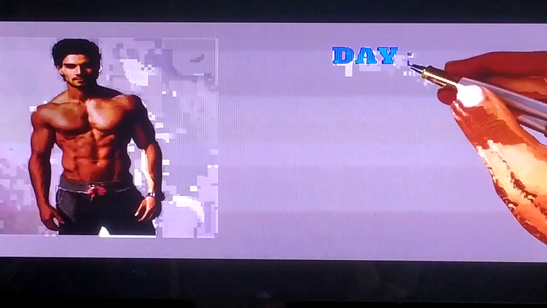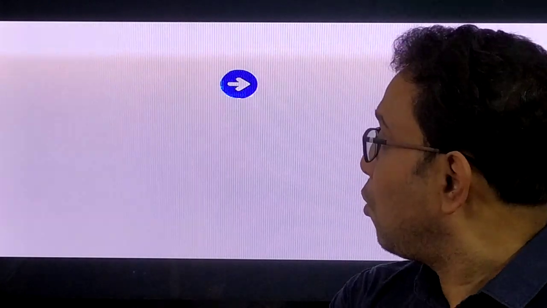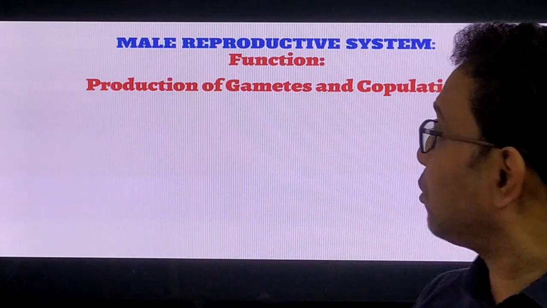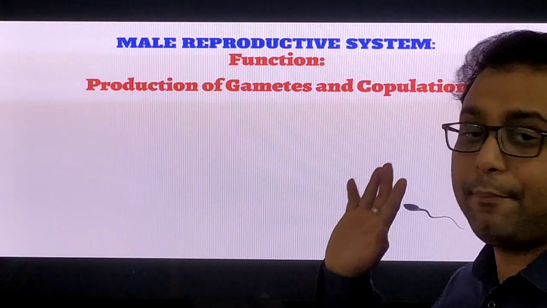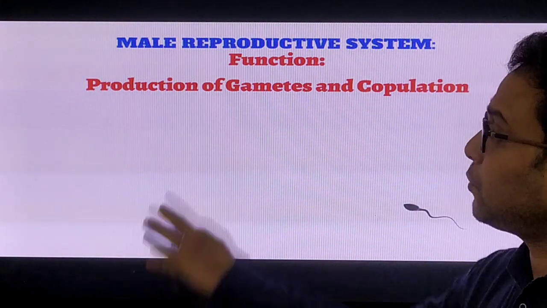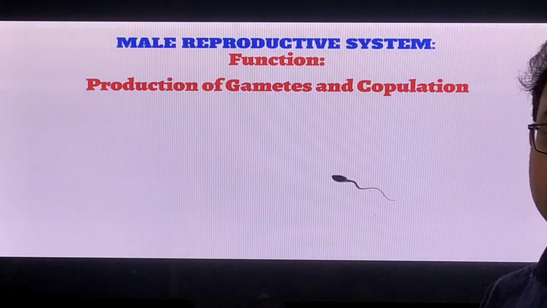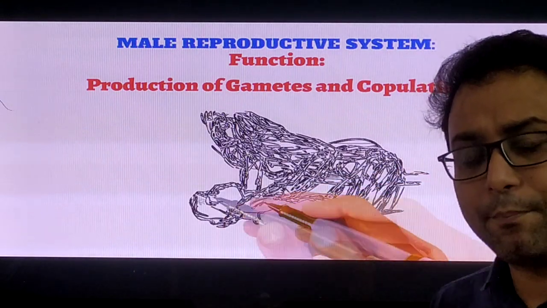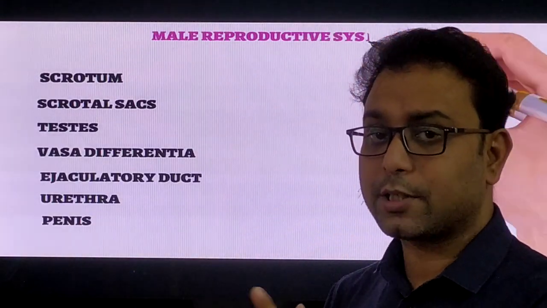Now we have discussed the most important thing, that is the male reproductive system. First of all, we discussed in that particular day the male reproductive system, what the different parts are, and we have discussed this one by one. First of all, the male reproductive system. What is their main function? Why is the male reproductive system present? Because of the production of gametes and copulation. It is the most important thing. But the female structure takes a very important role in the other reproduction processes.